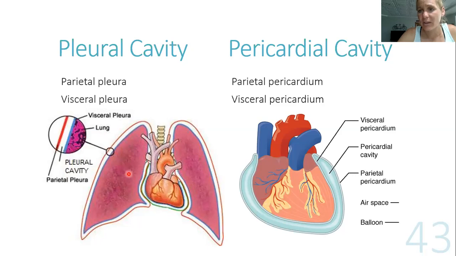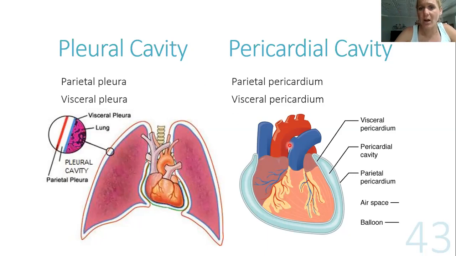The way I remember this is parietal is parent. So the parent's on the outside, and then visceral is on the inside. Parietal is always on the outside because he's the parent, he's protecting. Okay, so you've got parietal pleura, serous fluid, visceral pleura.